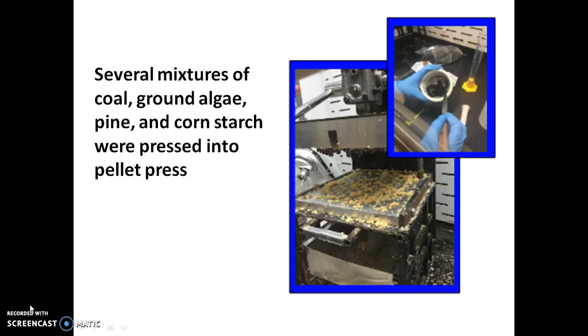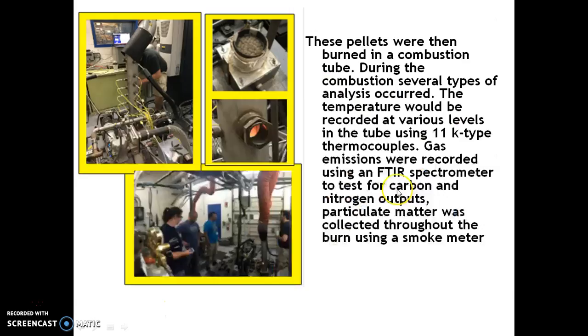We actually used some coal from a local power plant, some ground algae, and some white pine. We did use some cornstarch to get them to stick together, and this was a pellet press that we used to smash the pellets together. These were the pellets after we dried them in the oven.